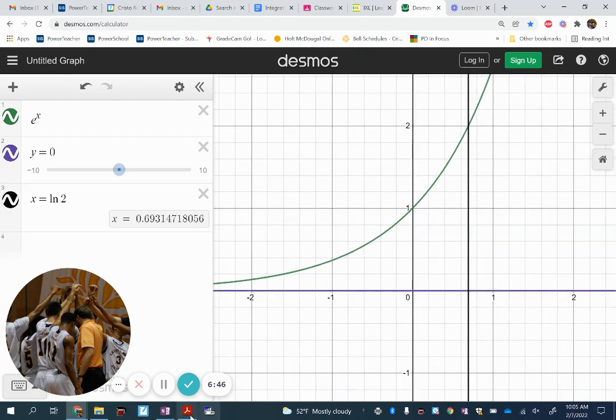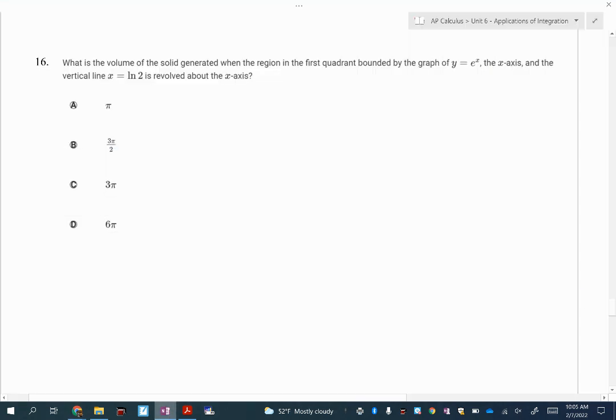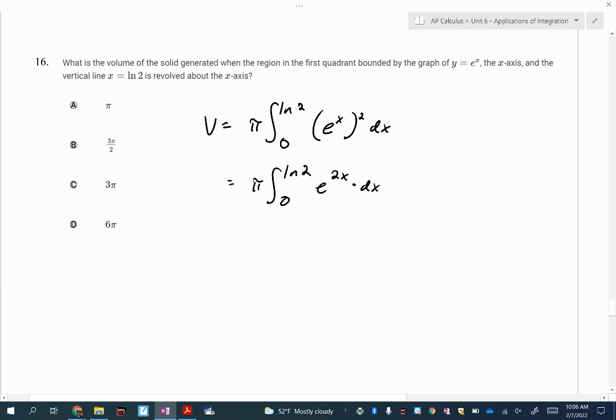All right, so you can kind of see this. We're revolving around the x-axis, so that's nice. I don't have to do any changing since it's not the y-axis. And so it looks like it's just going to be the integral from 0 to the natural log of 2 of my function squared. My function is e to the power of x, so the integral from 0 to the natural log of 2 of e to the power of x squared dx. Don't forget to throw pi out front. So the antiderivative for this, well, actually, let me do a little more work first. That's going to be e to the 2x power times dx.